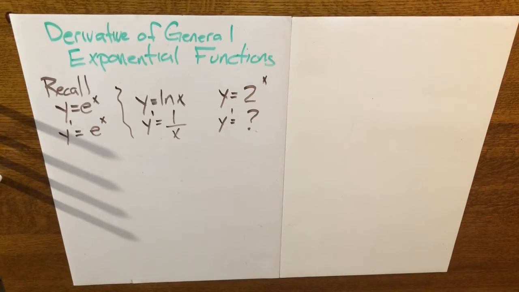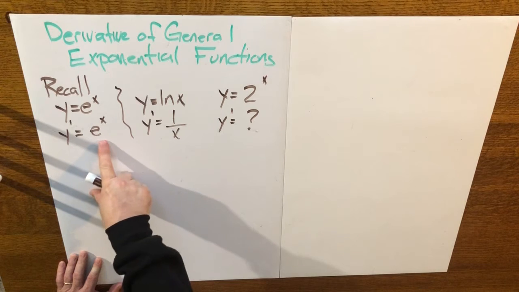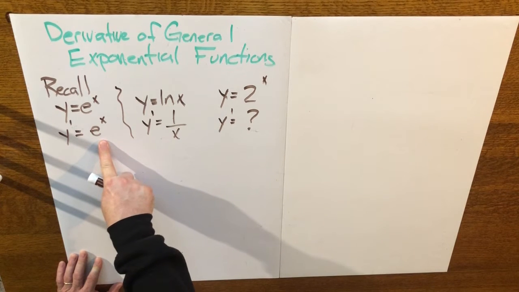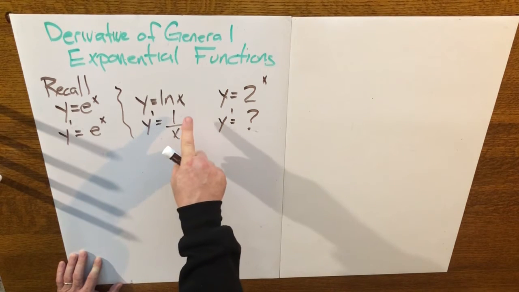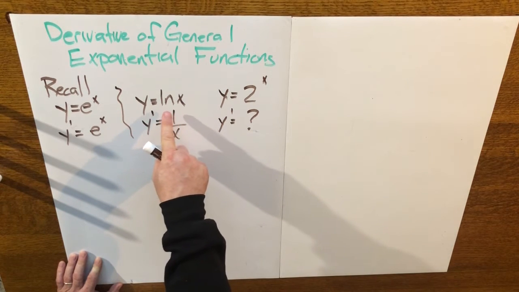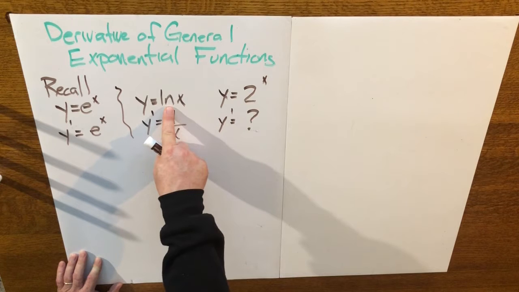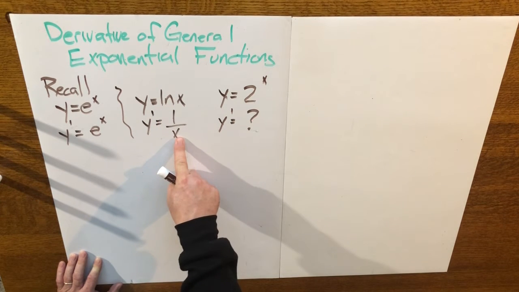In this video, we're going to take the derivative of general exponential functions. Previously, we looked at the special exponential function e to the x, and we found its derivative was itself, e to the x. We looked at the derivative of the natural logarithmic function ln x, and found its derivative was 1 over x.